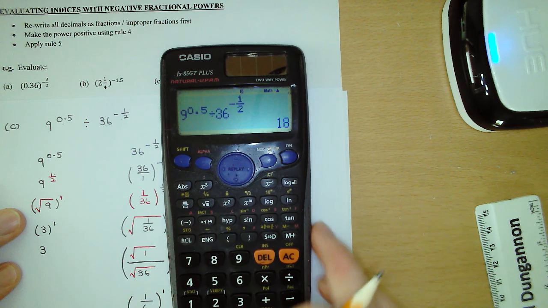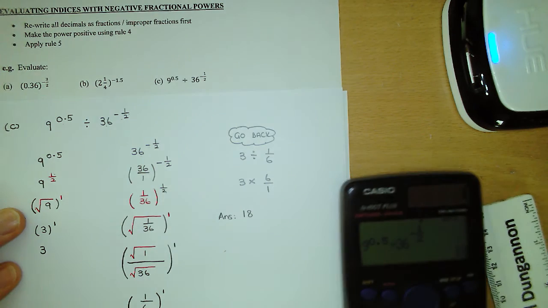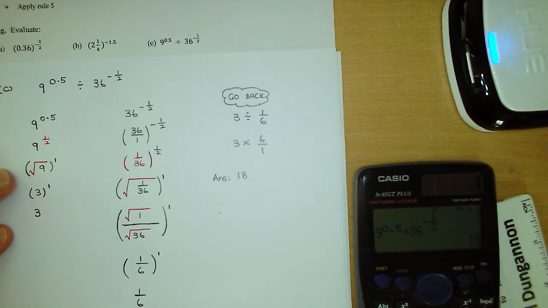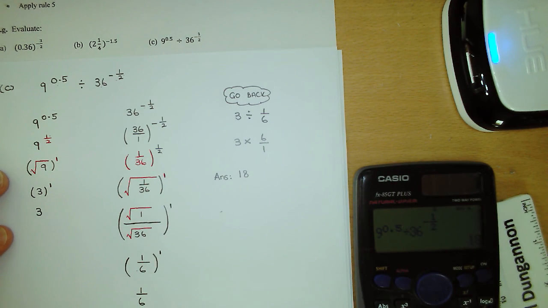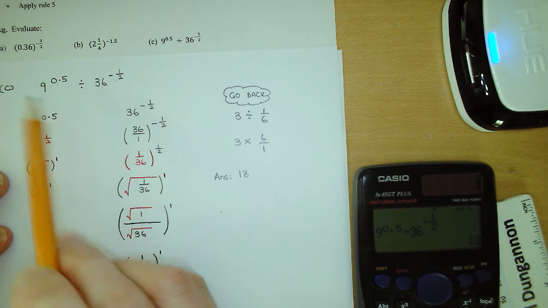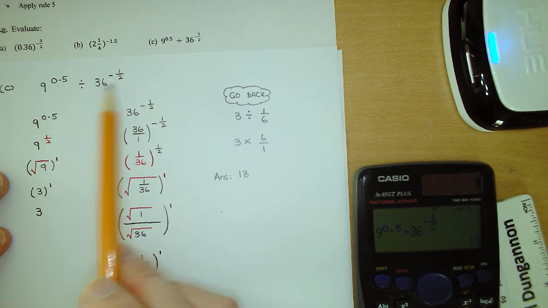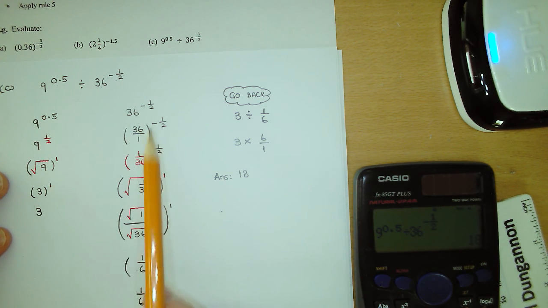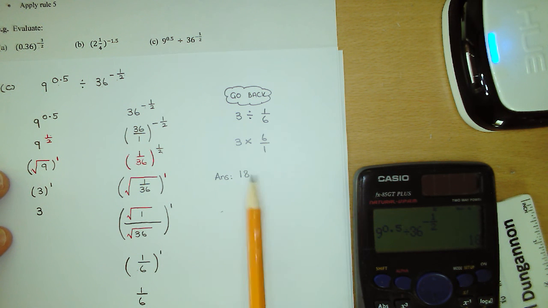There you go. So again, the calculator is a useful check, but we should be working through our indices rules here to get our answer. So that was an exam type question. Work out what 9 to the power 0.5 is, work out what 36 to the power negative a half is, and then go back and do the calculation.